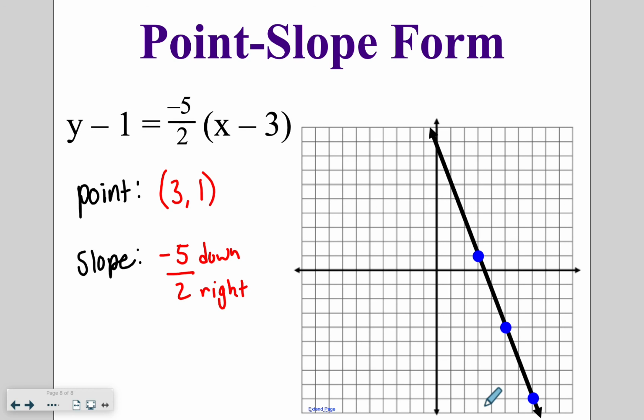Our point is at +3, +1. Our slope takes us down 5 and right 2.